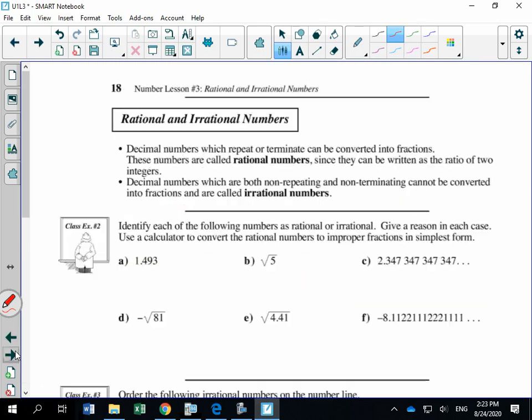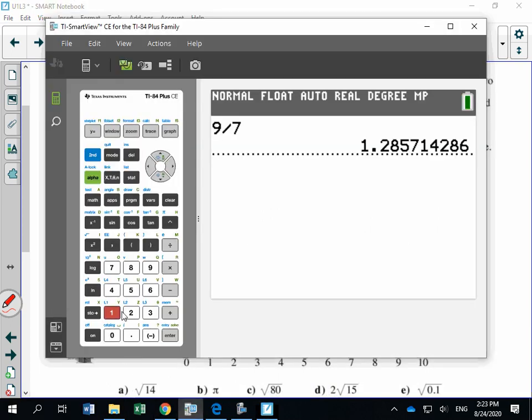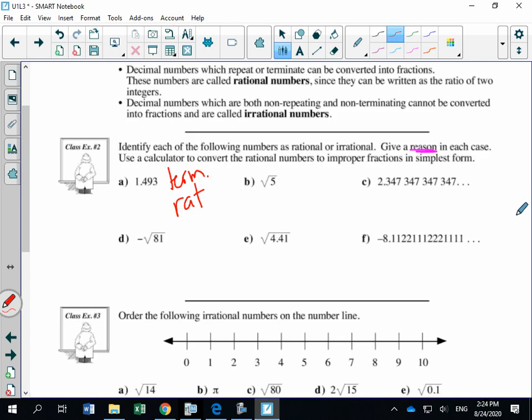Okay, let's do class example number 2. Identify each of the following numbers as rational or irrational, and then give a reason. So reason has to do with the decimal. Terminates. What is terminating? Anything that terminates or repeats is rational. So I hope you guys see that that's rational. To check this on my calculator, 1.493, math 1 fraction is 1,493 over 1,000.